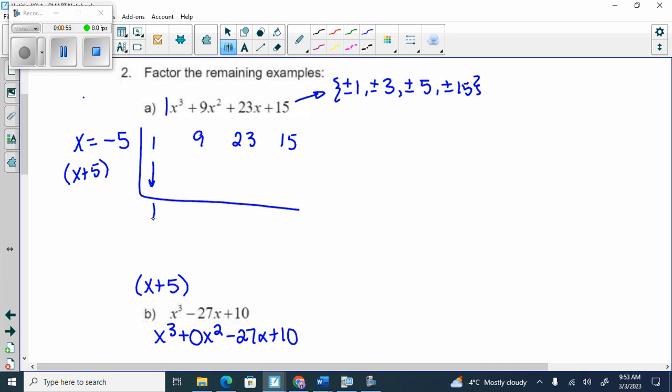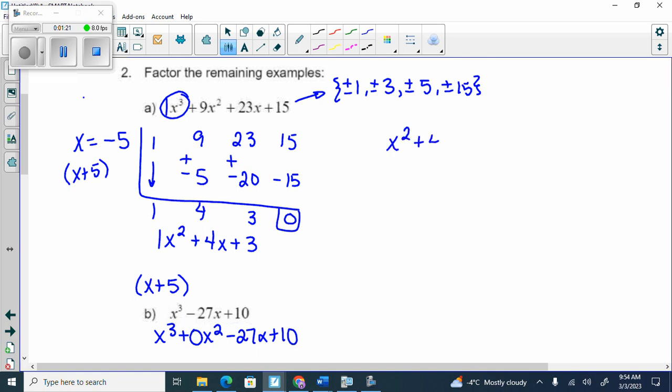So negative 5 times 1 is negative 5, add 4. Negative 5 times 4 is negative 20, add 3. Negative 5 times 3 is negative 15, add 0. So I get 1x squared plus 4x plus 3. It's always 1 less than what I'm looking at. So if it's x cubed, then that would be x squared because I took an x out. Okay? Then over here, I have x squared plus 4x plus 3.